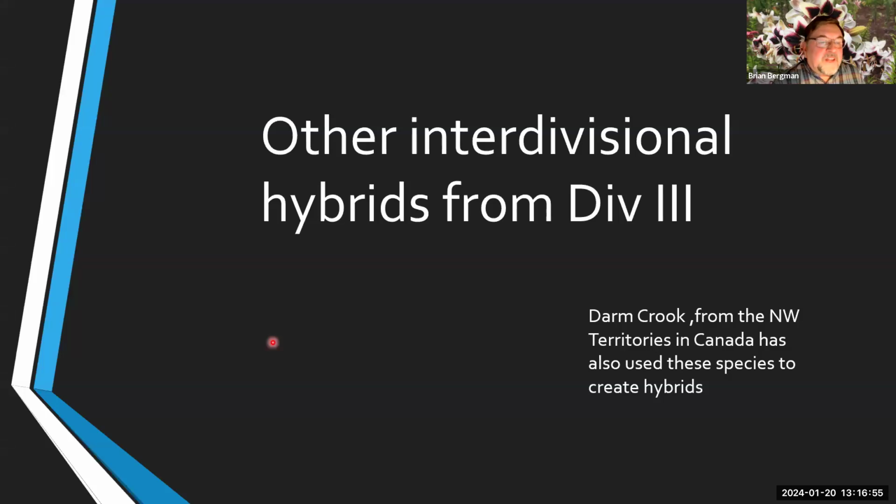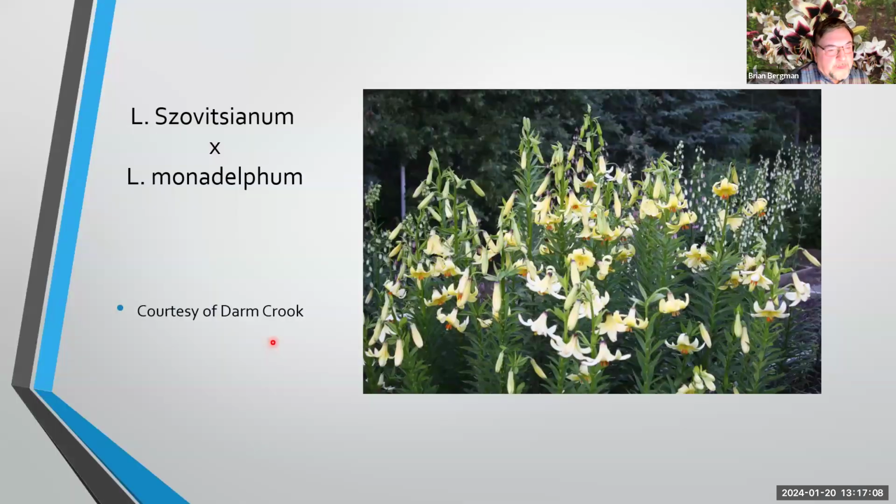Okay, and then we have some other interdivisional hybrids from Division 3 that Darm Crook has done from the Northwest Territories. He has dry summers and cold winters, so they can stay dormant. Okay, next slide.